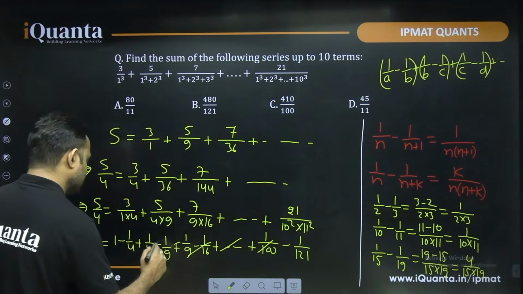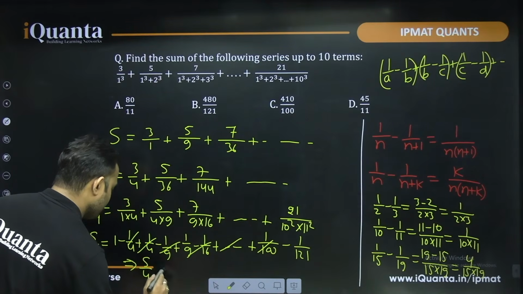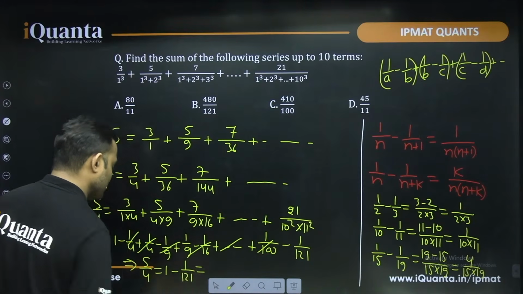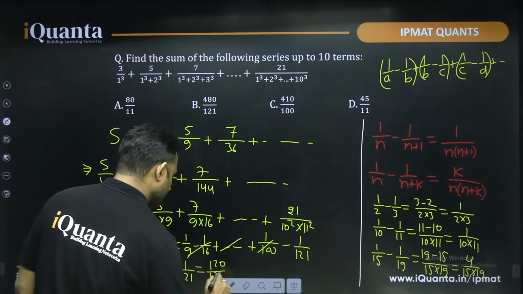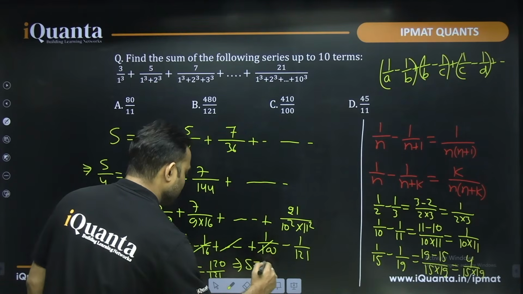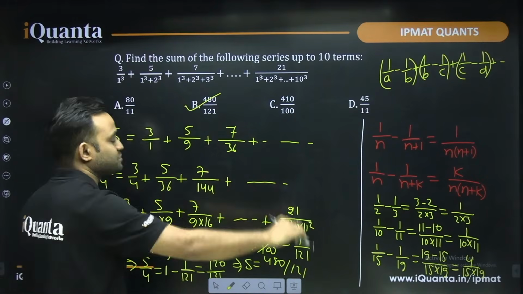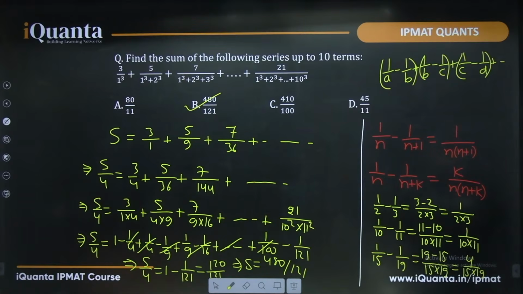All of these subsequent terms will be cancelled out, and we get s by 4 is equal to 1 minus 1 by 121, which is equal to 120 by 121, or s will be equal to 480 upon 121. Option B is the correct answer. है ना? That is your answer, guys. Option B.